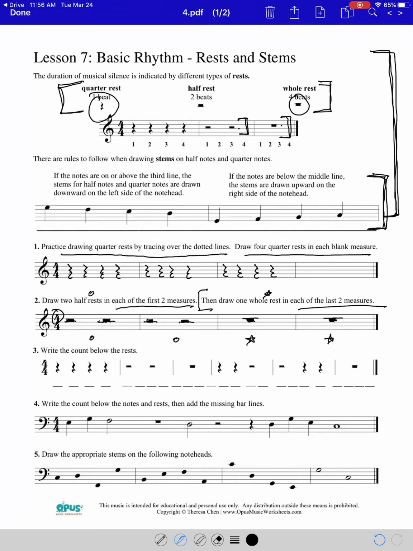Because I need 4 beats in a measure. These get 2 beats, and these get 4 beats. Cool. All right, moving on.